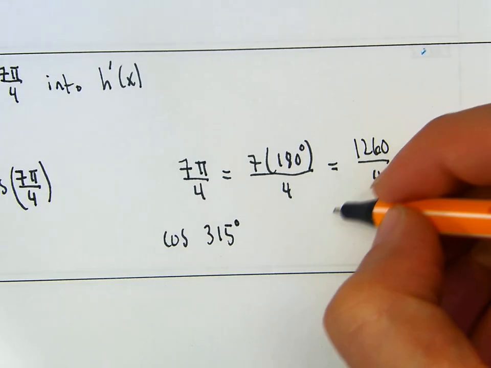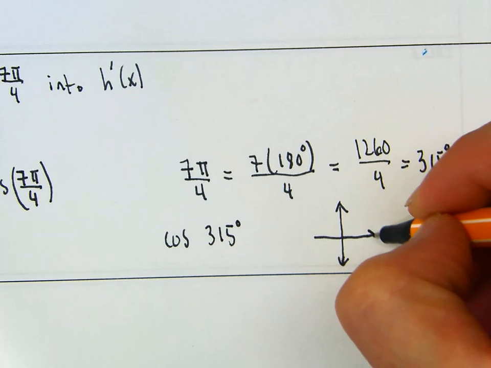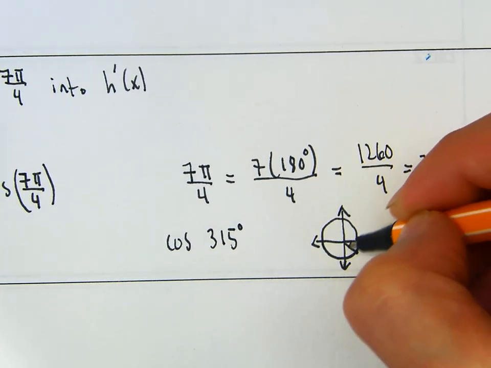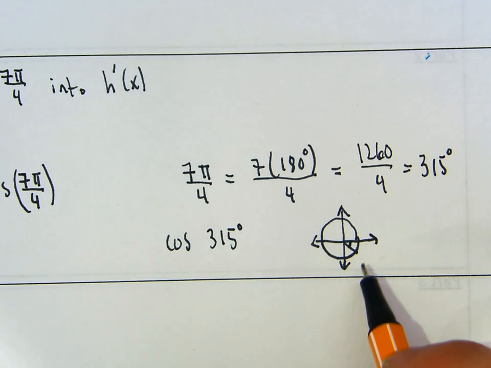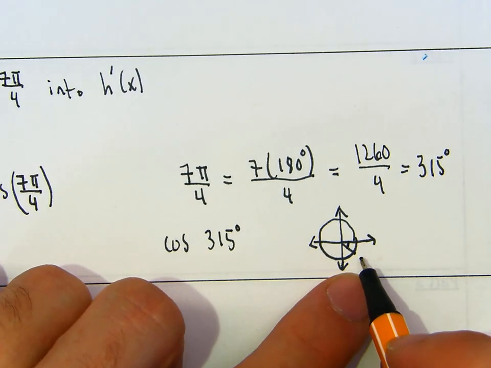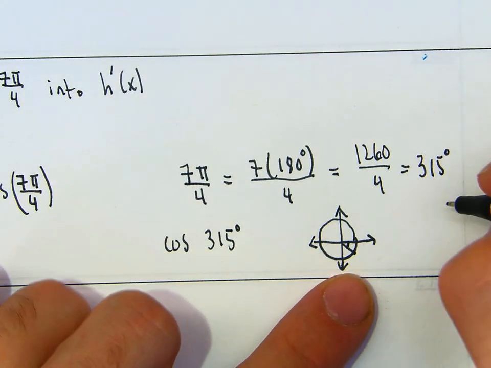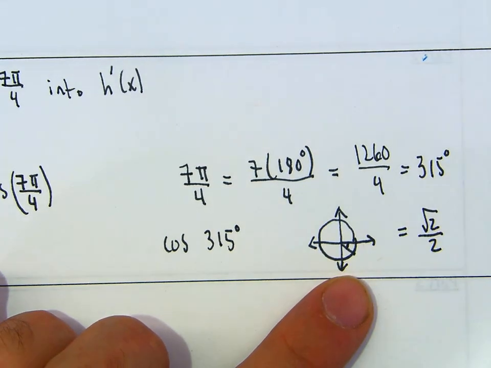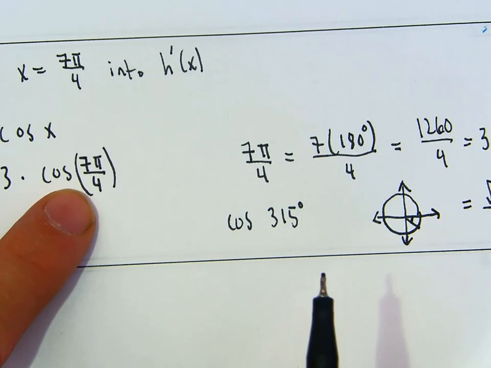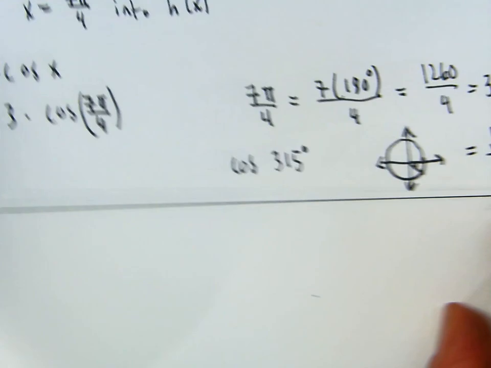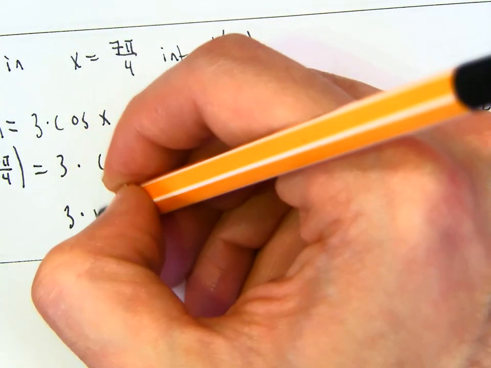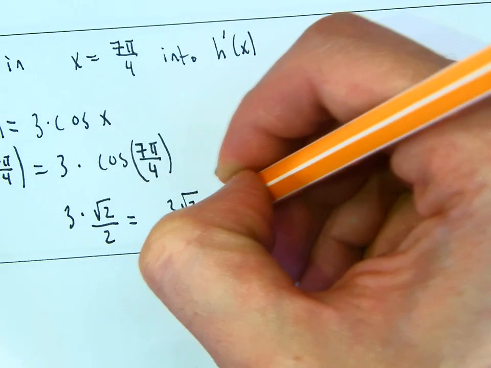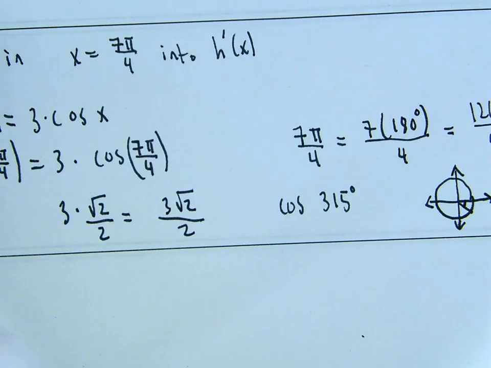And how do you find cosine of 315 degrees? Well, you have to do this whole shebang: make your circle, find your reference angle, and take your time. Notice that cosine is positive over here. This should just be square root of 2 over 2. That is cosine of 7 pi over 4. So then this just becomes 3 times square root of 2 over 2, which is 3 radical 2 over 2.